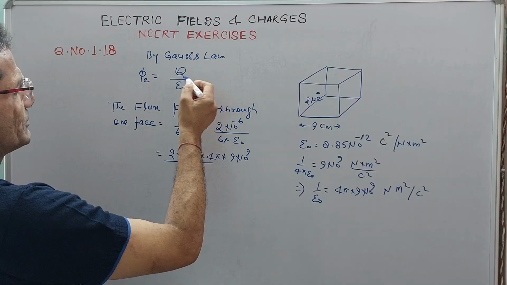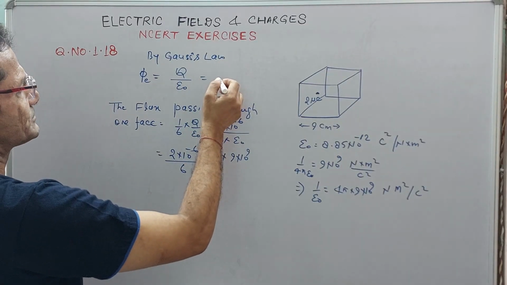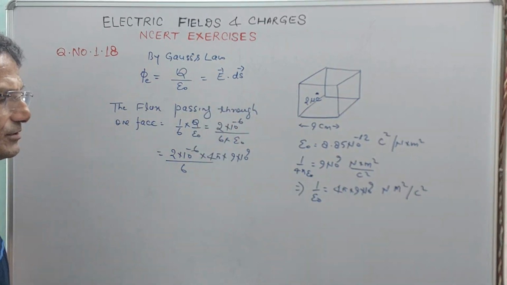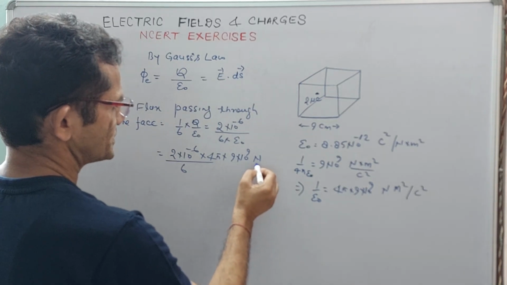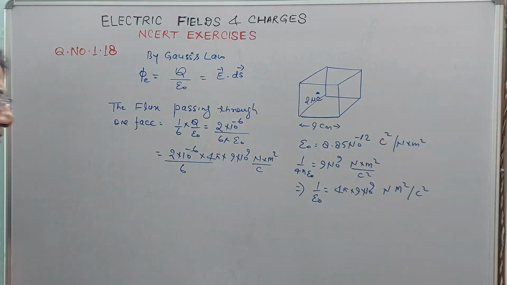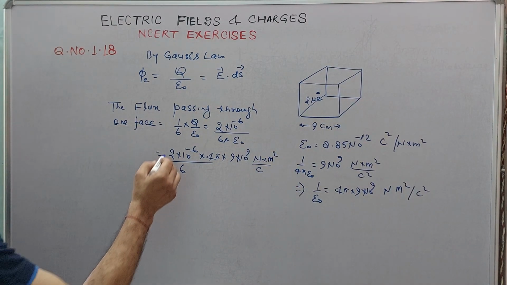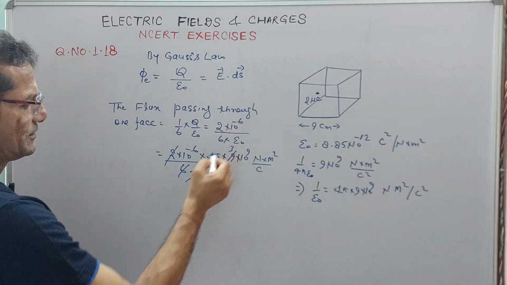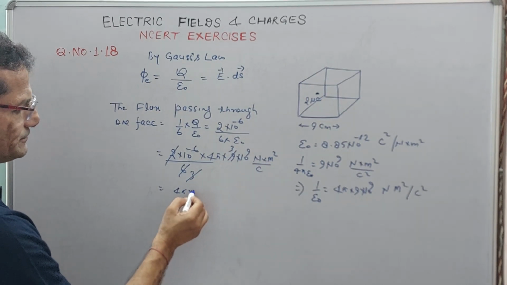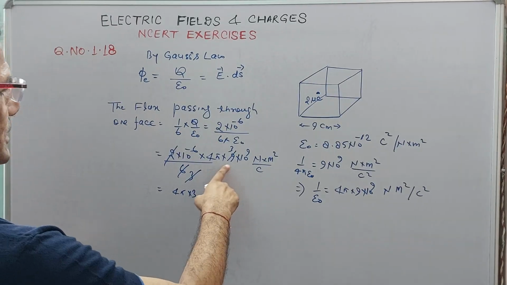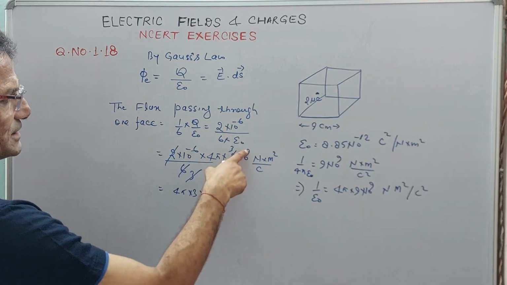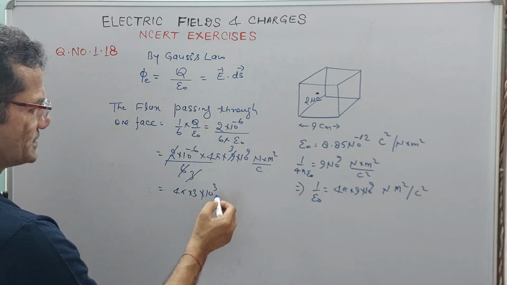Now its unit. You know that electric flux is equal to E dot ds. E has the unit Newton per coulomb, and ds has the unit meter square. So this is the unit. If you simplify, 3 and 3 cancel, and finally the value comes out as 4 pi into 3 into 10 raised to the power minus 6 plus 9. Minus 6 plus 9 will be plus 3. Now simplify again.